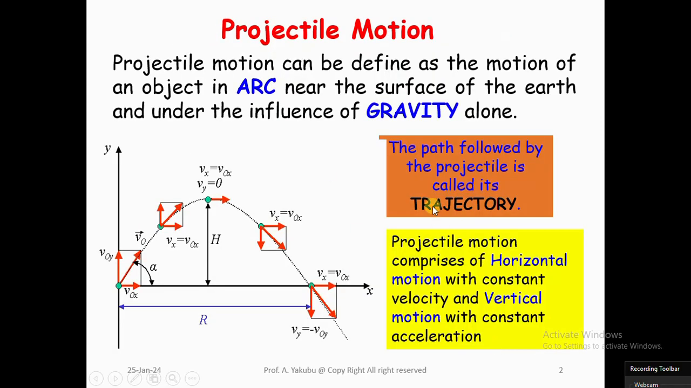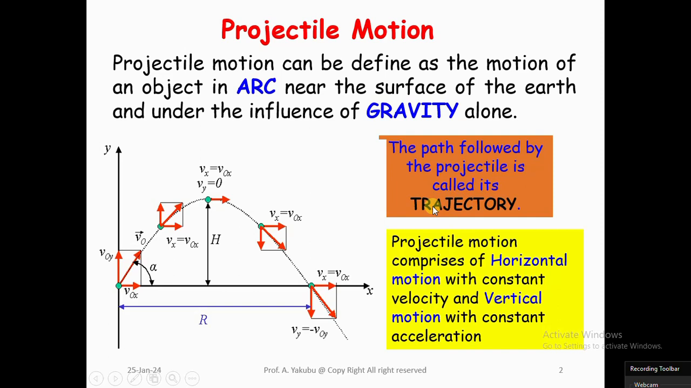We're starting with projectile motion, and with that we'll start by defining what projectile motion is. Projectile motion can be defined as the motion of an object in an arc near the surface of the earth and under the influence of gravity alone. It's important to note that the path followed by a projectile is called its trajectory. Projectile motion comprises horizontal motion with constant velocity and vertical motion with constant acceleration. These are the key things we need to know about.